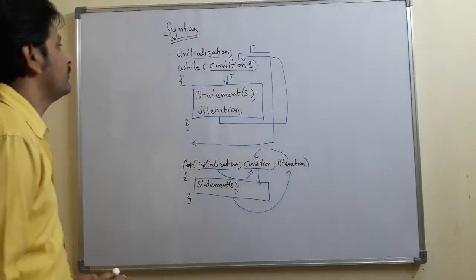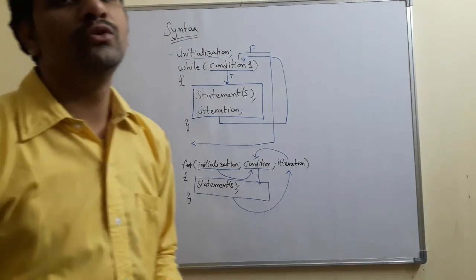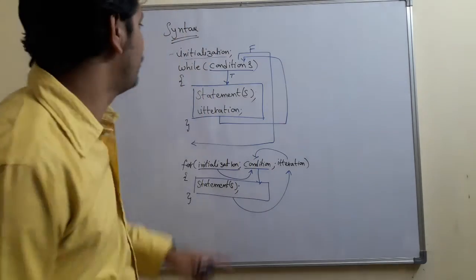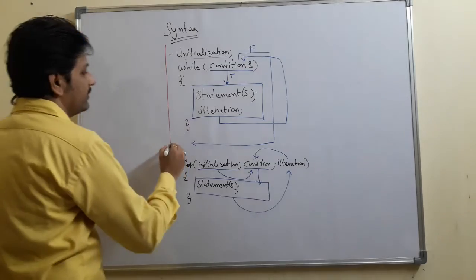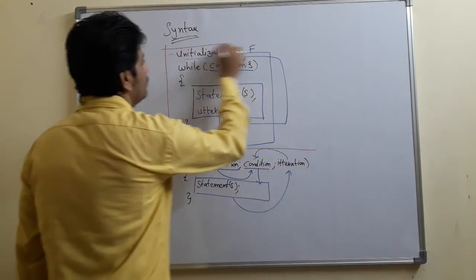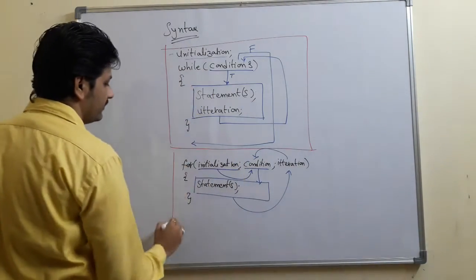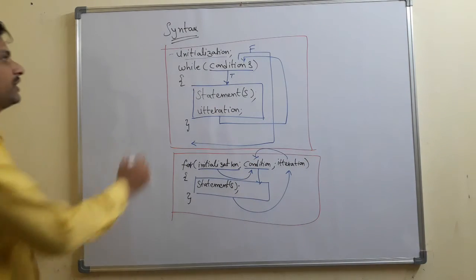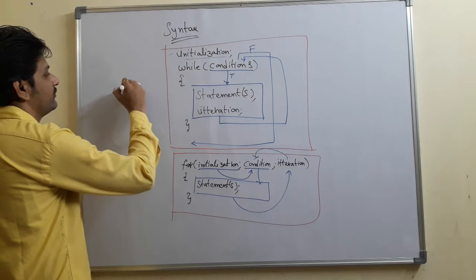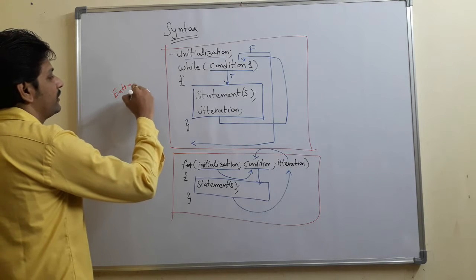Now here we are going to understand the difference between while loop and for loop. Here both the syntaxes are there. This syntax is for while loop and this syntax is for loop. There are two syntaxes. Both are entry conditional control structures, entry control statements.